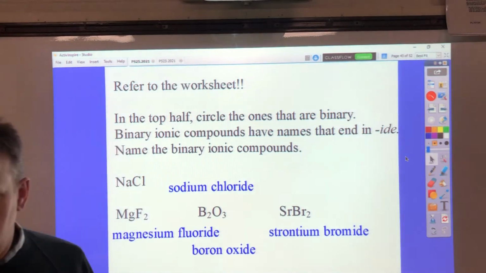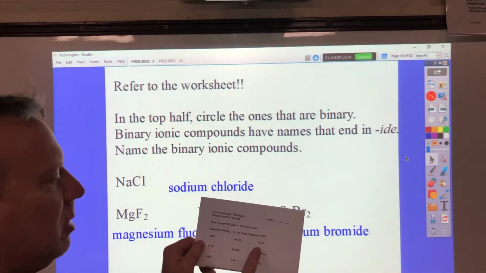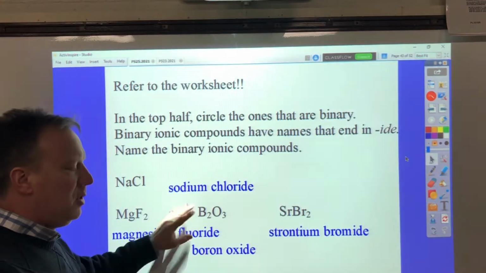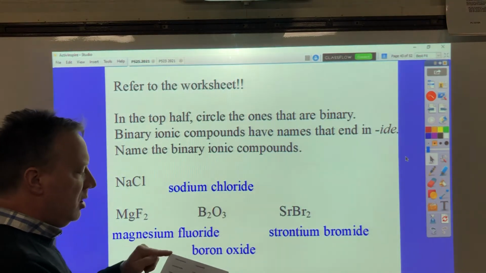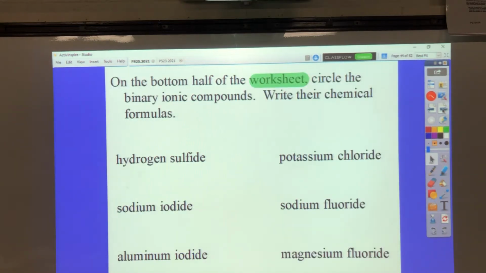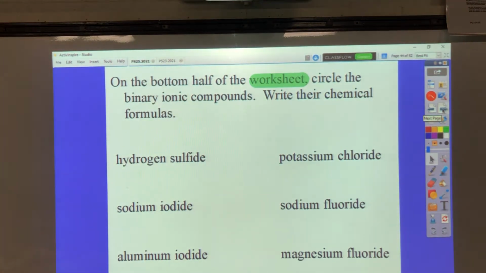Okay, then we'll do the reverse. Go to the bottom of the worksheet. At the top of the worksheet, you're starting with chemical formulas and coming up with the names. That's a little bit easier, but once you've done that first, we'll go to the bottom of the worksheet, start with the names, and come up with the chemical formulas. On the bottom, you today only do the ones that are binary.